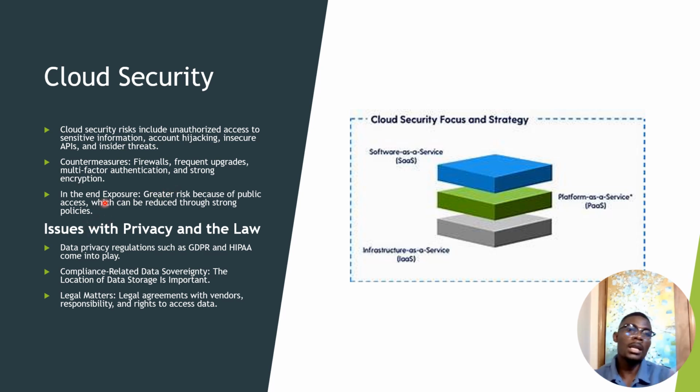How we can counter or measure these things: by provisioning firewalls, frequent upgrades. You have to upgrade your system all of the time. Your application needs to be upgraded. Multi-factor authentication, I like it personally because before you break through my system, before you get access to my password, an alert has to come to my phone. So multi-factor authentication is one key implementation. And then we got strong encryption, encrypt every single data. You have to encrypt it.